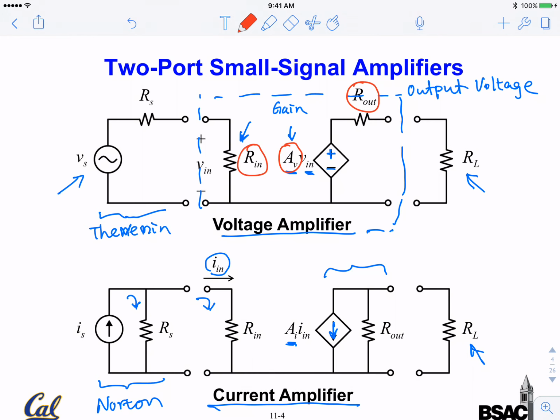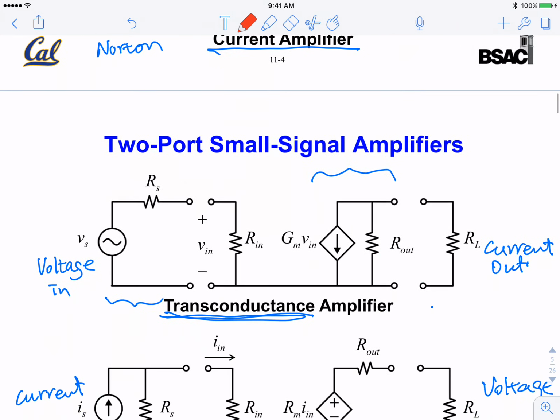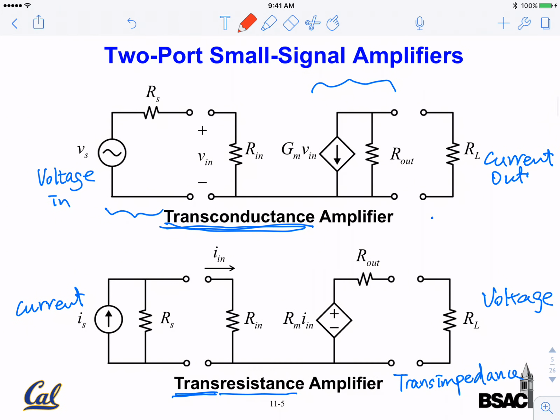But every circuit has 3 parameters. R in and R out are common to all of them. The gain depends on the particular type of amplifier. So these other 2 amplifiers also have R in, R out. Okay, they are placed in different positions, either in serial combination or parallel combination, depending on the nature of the output stage.